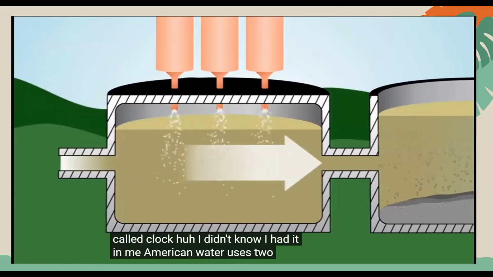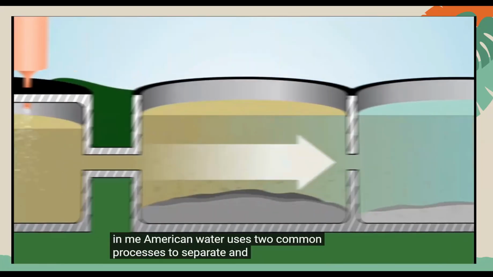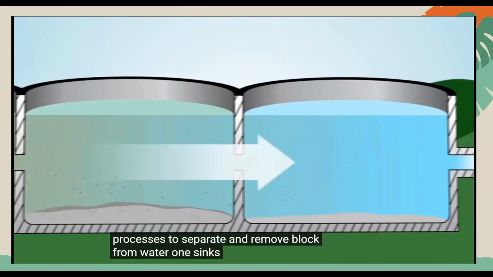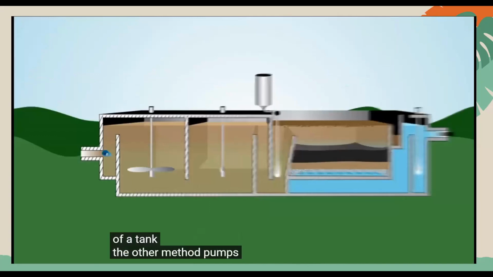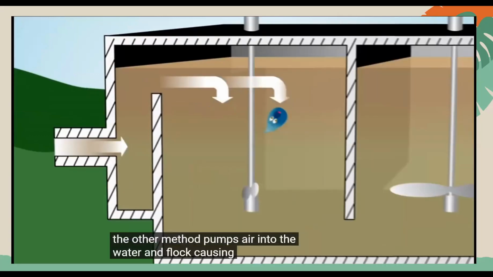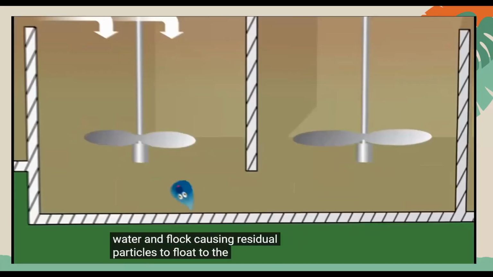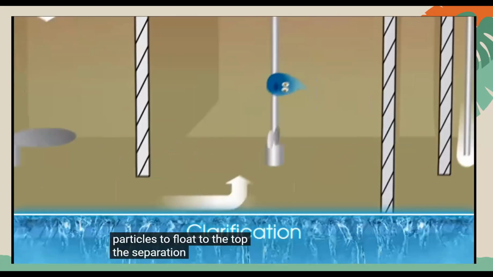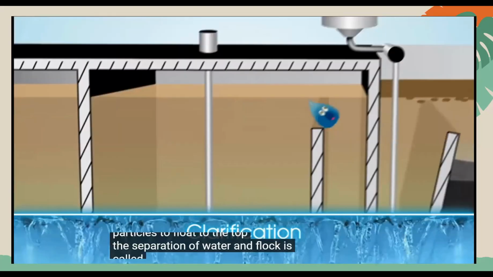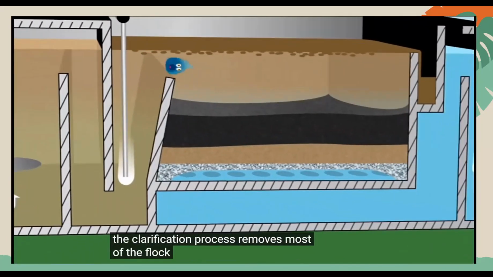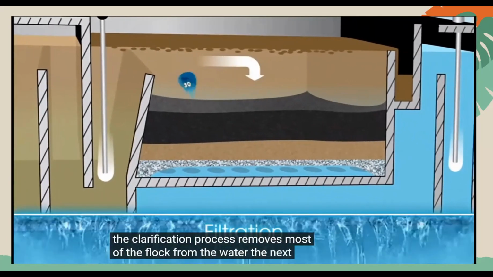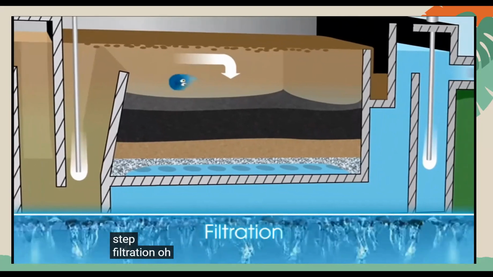American Water uses two common processes to separate and remove floc from water. One sinks floc to the bottom of a tank. The other method pumps air into the water and floc, causing residual particles to float to the top. The separation of water and floc is called clarification. With either method, the clarification process removes most of the floc from the water. The next step, filtration.